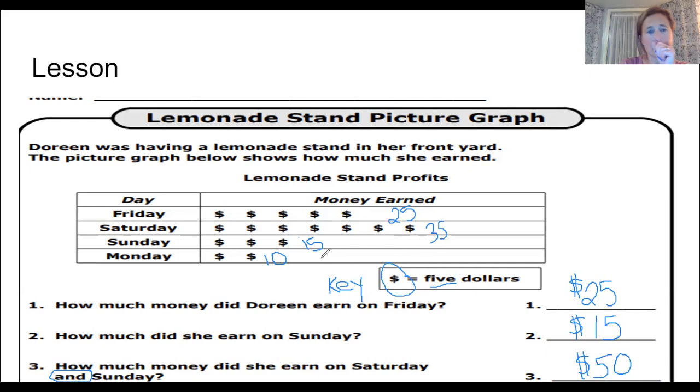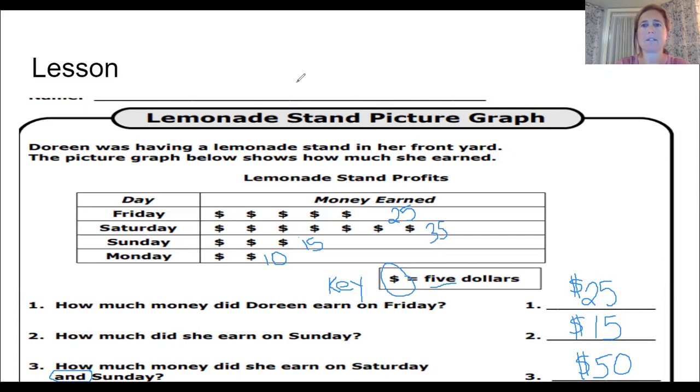Just a couple reminders to recap. Make sure you're checking that key before you start anything on your graph. Once you know how much each picture in the pictograph is worth, you should put the totals at the end of each row or at the top of each column, depending on which direction it's written. Then answer the questions, making sure that you're reading them and using the correct vocabulary to understand what you need to do.